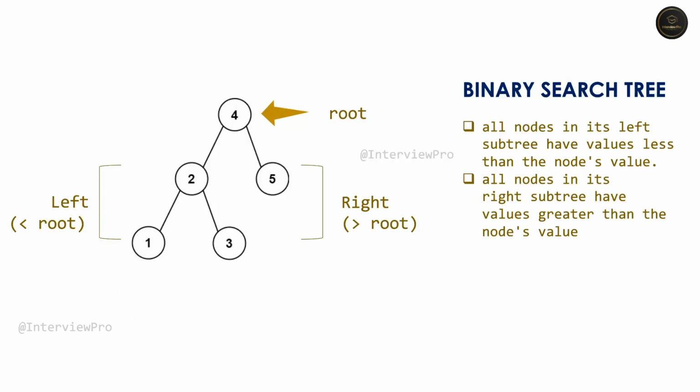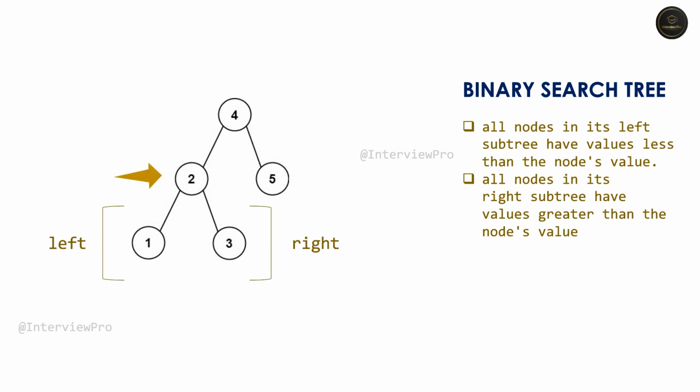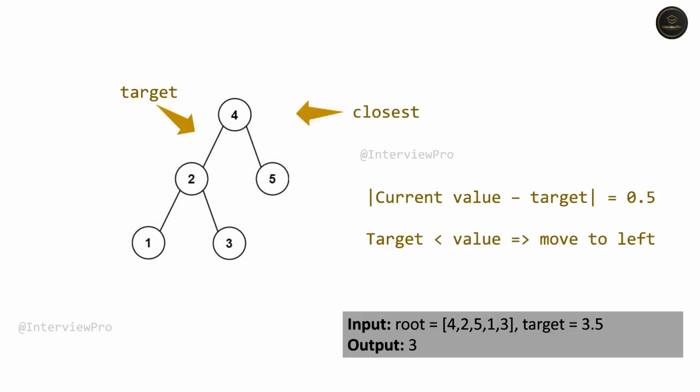First, let's try to recap what a binary search tree is. In the binary search tree, we'll have a root node. The left side of the node will be smaller than the root and the right side will be larger than the root. And this rule will be applicable to all the subtrees. Now that we have an understanding of the binary search tree, let's see how we can solve the problem.